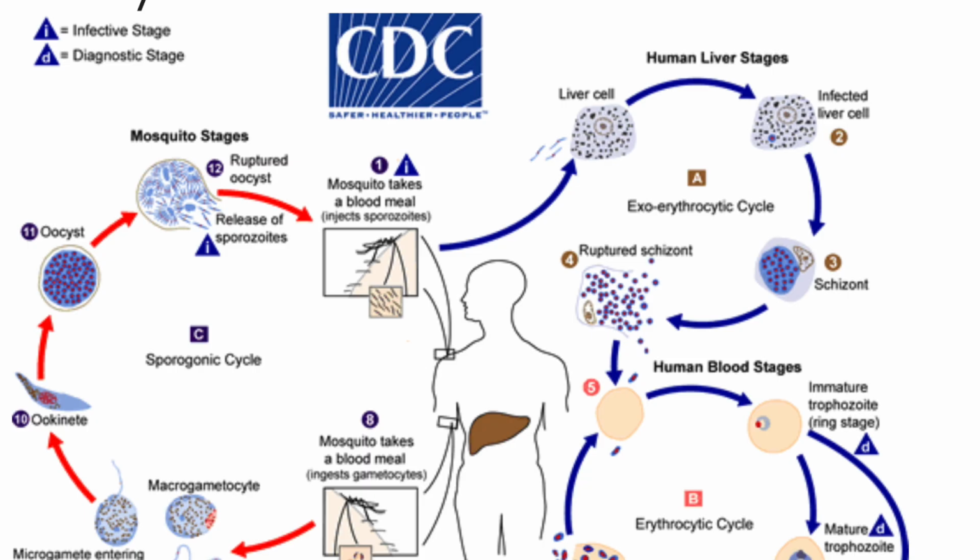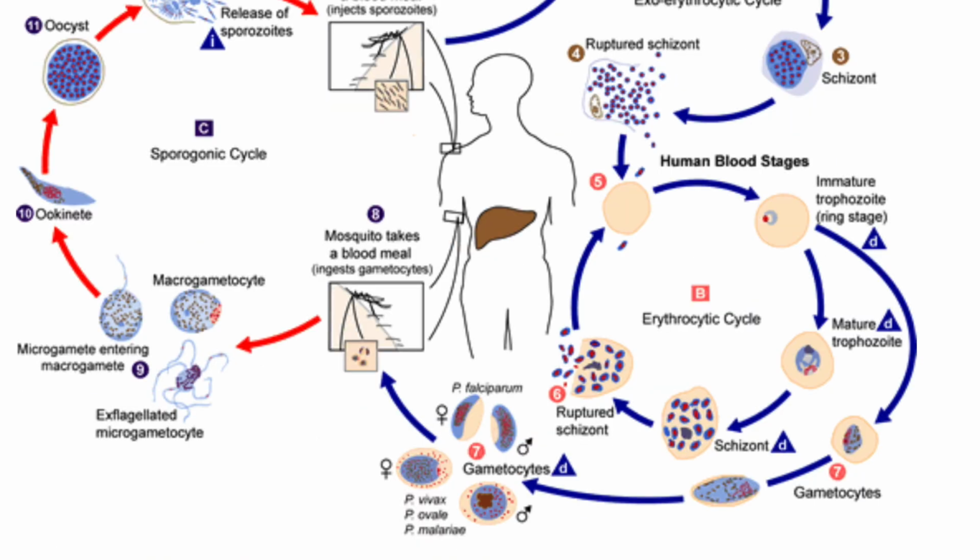Now, that sporozoite is eventually going to find its way into liver cells. The sporozoites invade the liver cells, and once they're there, they begin to multiply asexually. At that point, they're called schizonts, and that can contain thousands of merozoites. The liver cells eventually rupture, and they release the merozoites into the bloodstream. Once in the bloodstream, the merozoites invade the red blood cells.